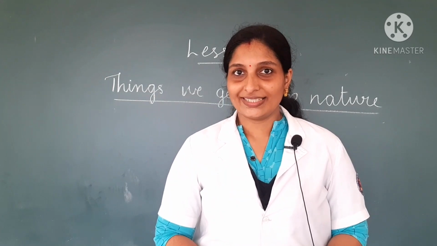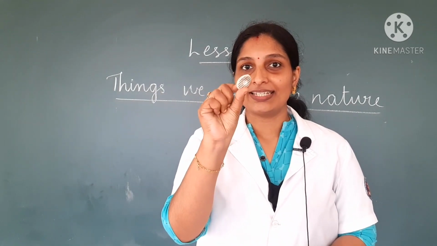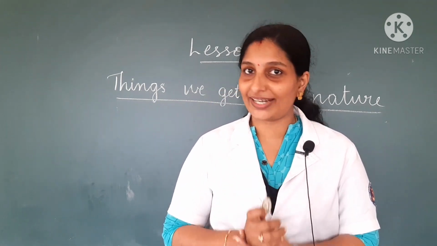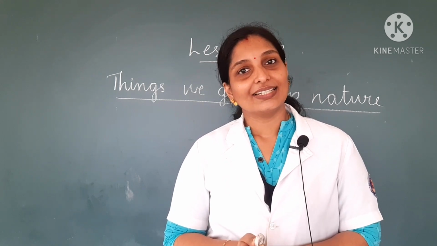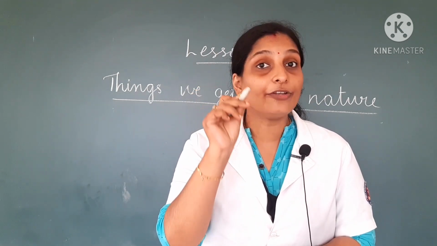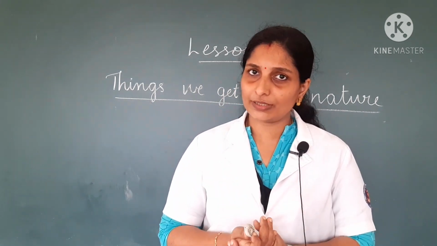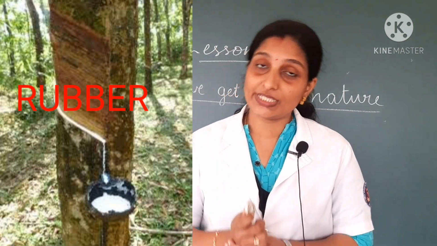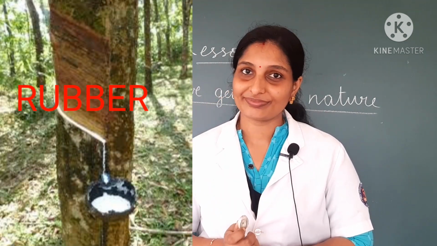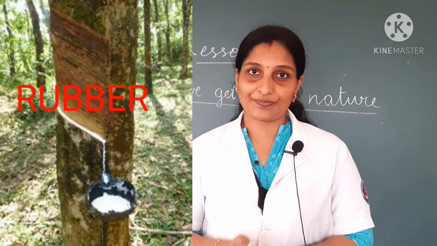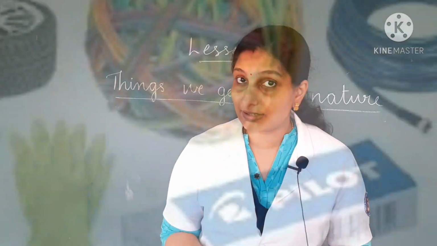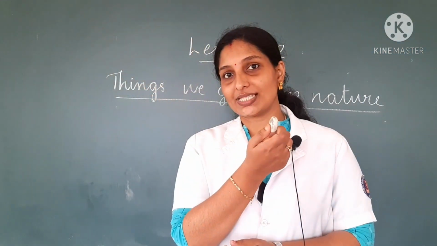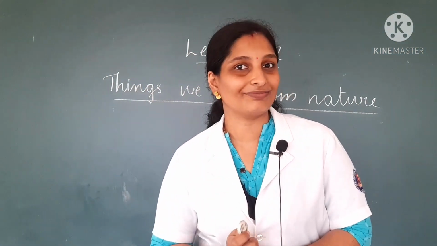Okay. Children, can you identify what this is? This is an eraser. It is a very important thing in your life, right? This eraser is made with rubber. From where do we get rubber? Rubber is made from a liquid which comes out from a rubber tree. It can be stretched very easily. It is used to make tires, erasers, etc. So the eraser which we use is made from rubber.